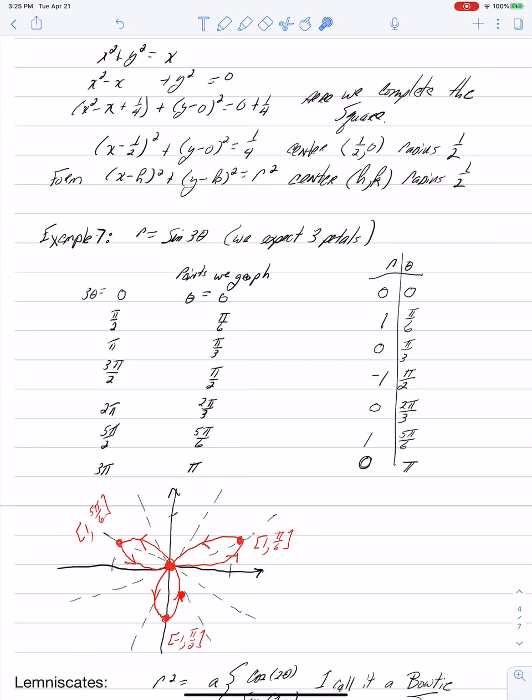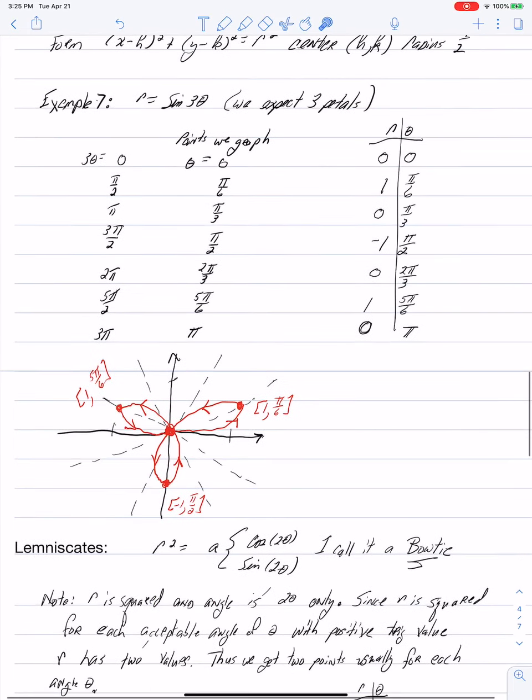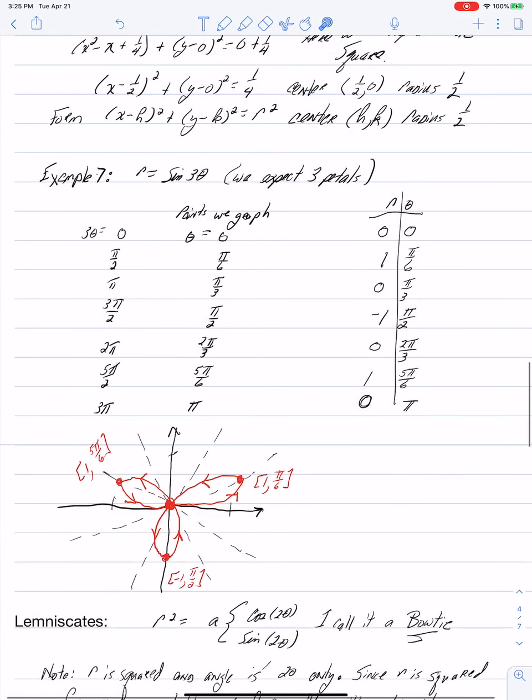And then after pi halves, at 2 pi over 3, I'm back at 0 again. At 5 pi over 6, which is just pi over 6 short of pi, that corresponds to this angle right there. I have an r of 1. It's positive, so I'm just there. And then at pi, I'm back to 0 again, right? And I expected 3 petals. I've gotten all 3, so I know that I have traced my curve out.